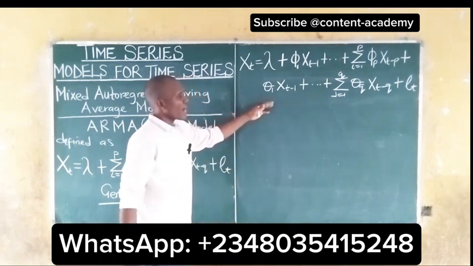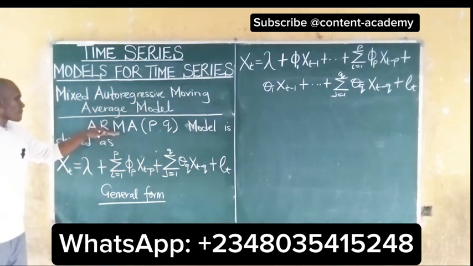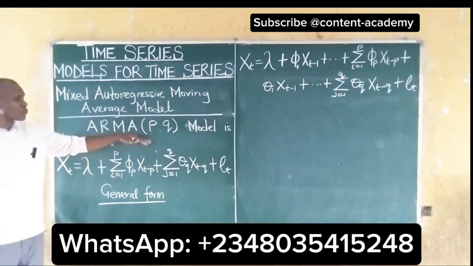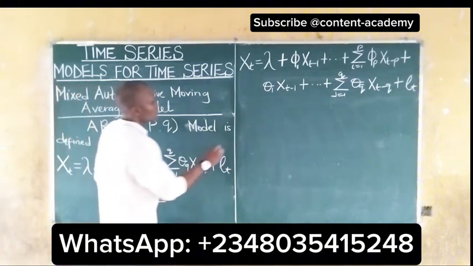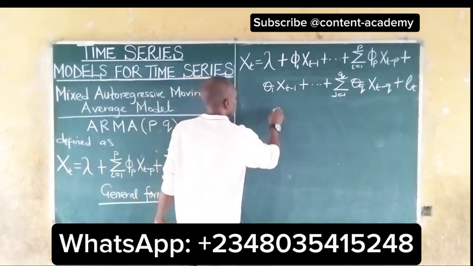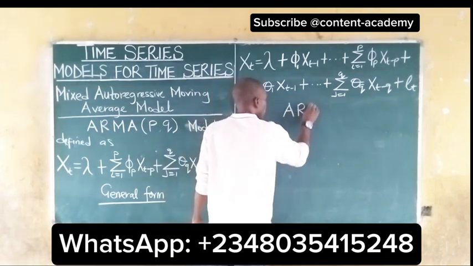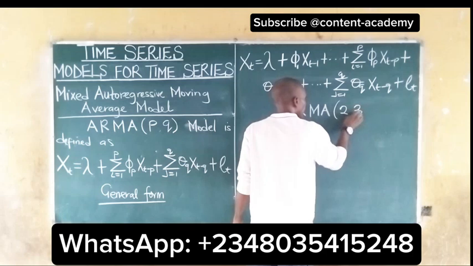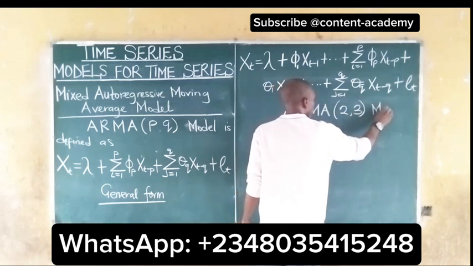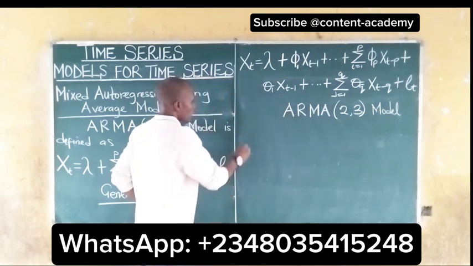Now we can be asked to write ARMA 2, 3. That means the autoregressive moving average model of order 2, 3. We can do that. Say if we are asked to write an ARMA model of order 2, 3, we can be asked to write this model. What do we do? Very simple.